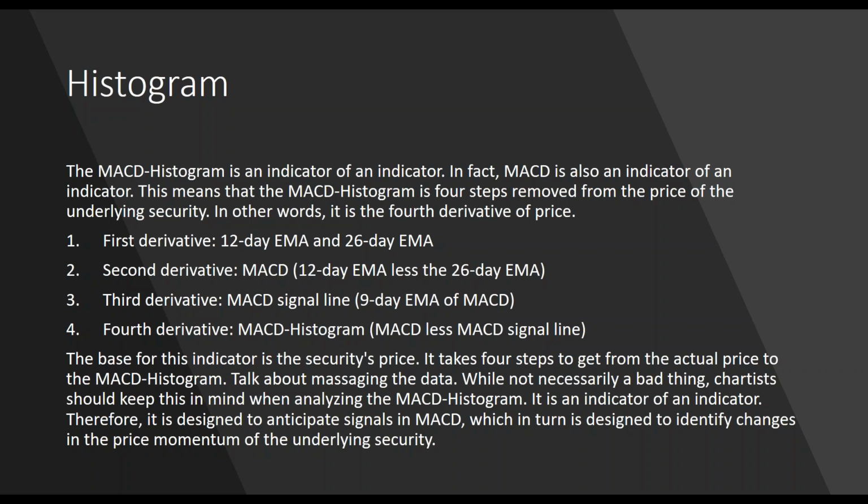The first derivative is the 12-day moving average and the 26-day moving average. Then we do that to the second step, which forms the MACD line, which is the 12-day less the 26-day. Then we go to the third line, which is the MACD signal line, a 9-day moving average of line number 2, or the second derivative, which is the MACD line. And then we go to a fourth derivative, which is the MACD histogram, which is the MACD line less the MACD signal line. The base for the indicator is the security's price. It takes 4 steps to get from the actual price to the MACD histogram.